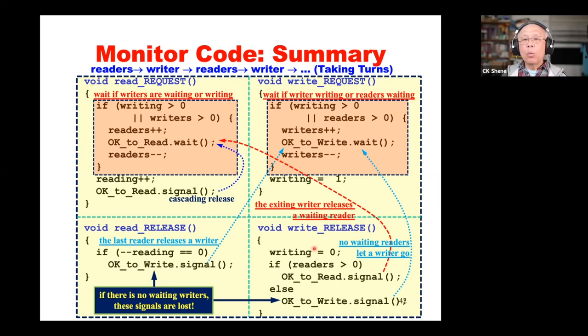So when a writer finishes writing, set writing to zero, and check to see if there are waiting readers, allow one to go. So we have a cascading release. Otherwise, allow the writer to go. So here and here, if there are no waiting writers, these two signals are lost.